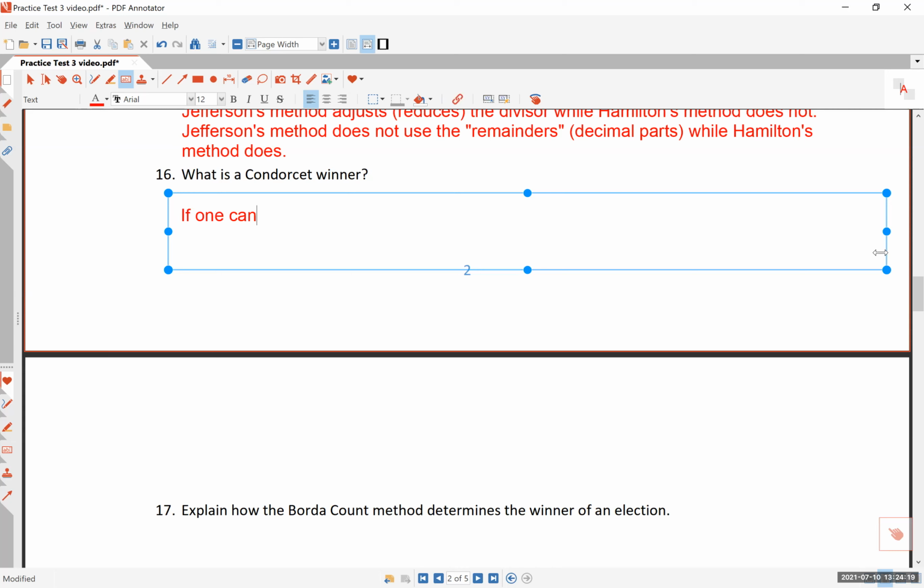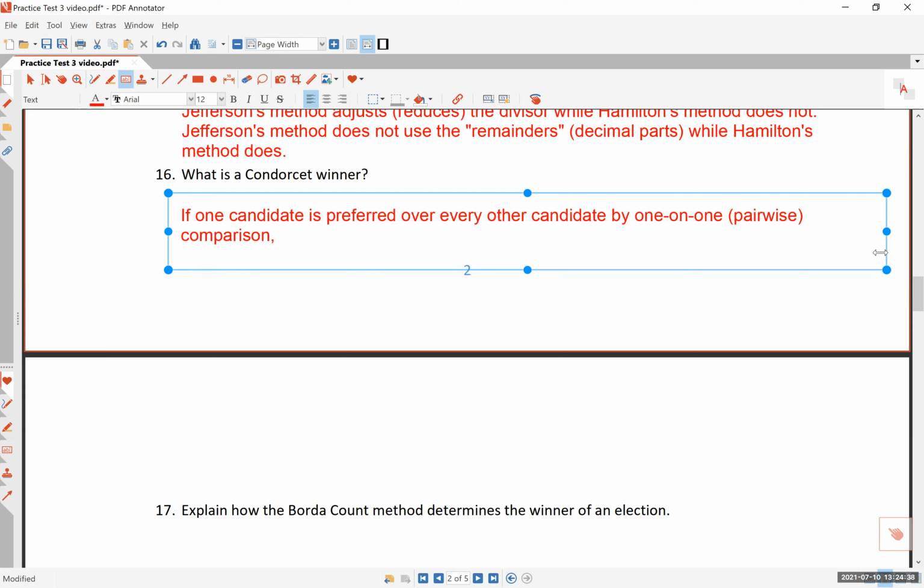If one candidate is preferred over every other candidate by 1-on-1, which is called pairwise comparison.